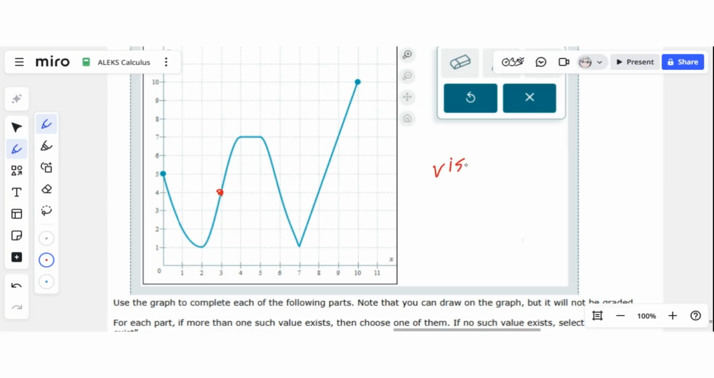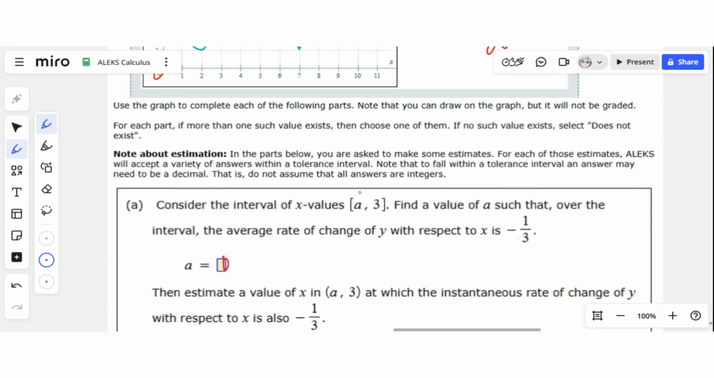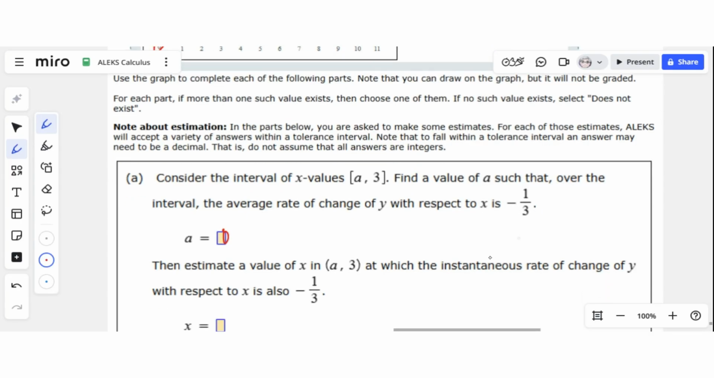It's rise over run always. So -1/3 means down 1 and over 3. And I can just see, if I go over 3 this way and then up there, then this line would have a slope of -1/3 because it goes down 1 and over 3. So we need to start this interval at 0. So my number for a is 0. That interval 0 to 3 gives us that slope of -1/3, the average rate of change.